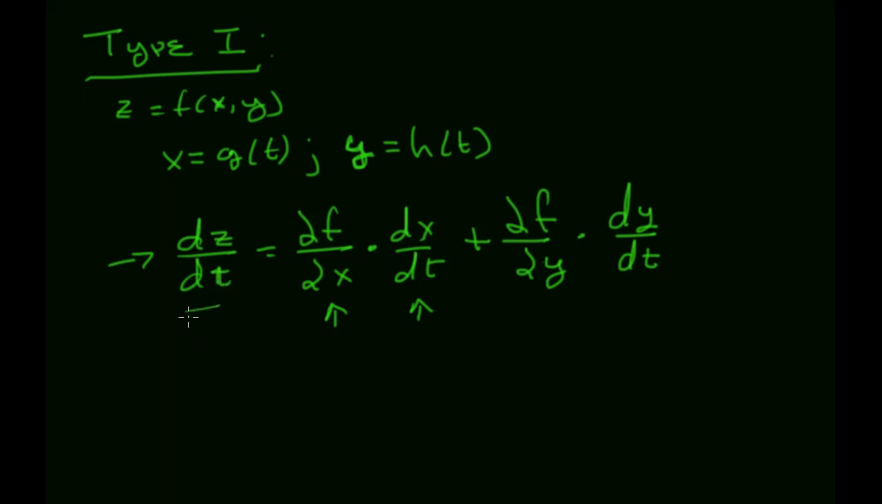So this is only a single variable function, right? So z is ultimately just dependent upon t. As t changes, how does z change? Well, using this sum of two partial chain rules. So let's look at an example of how this works.